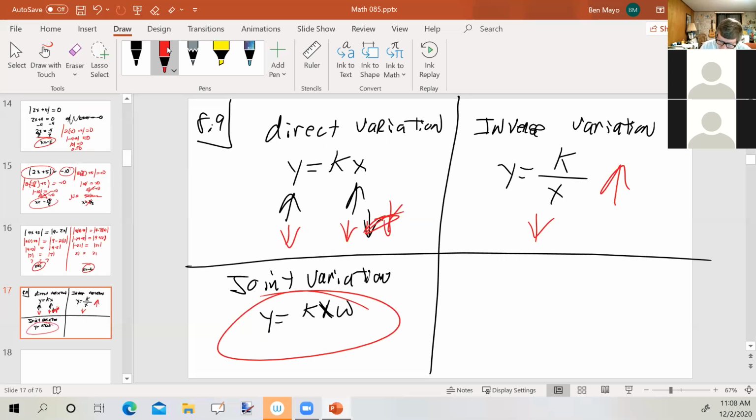Joint variation is kind of like direct variation, except you have more than one variable on the right side of the equation. And recall that k is the variation constant. It's always there. Sometimes it's mentioned, sometimes it isn't, but it's always there. And it's always on top on the right side of the equation.